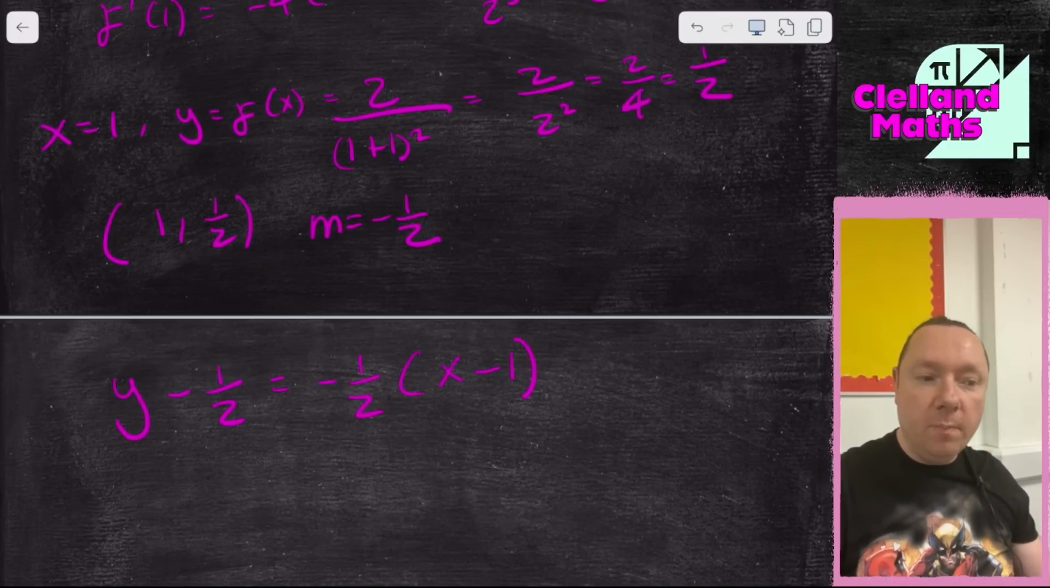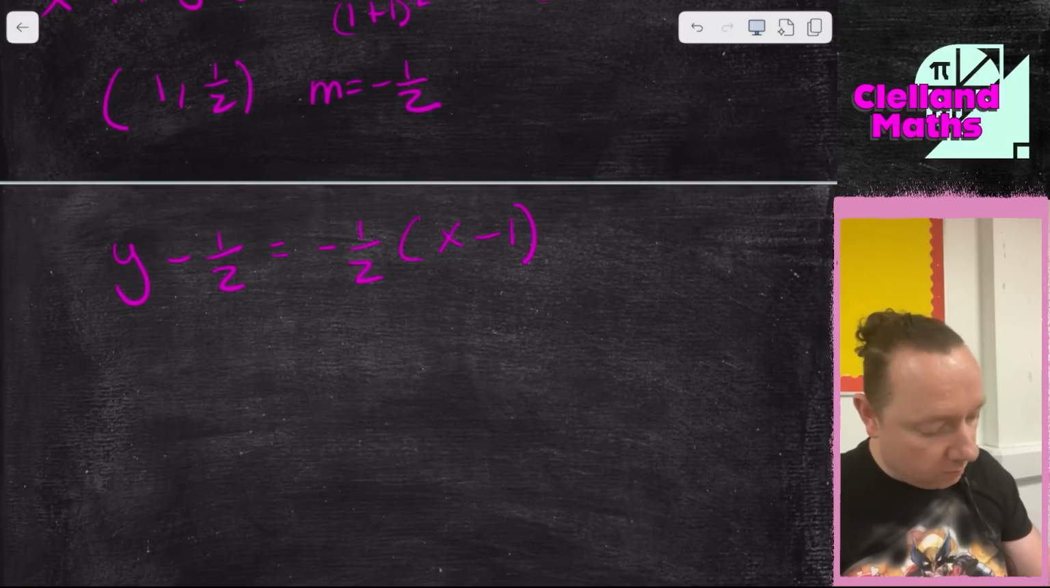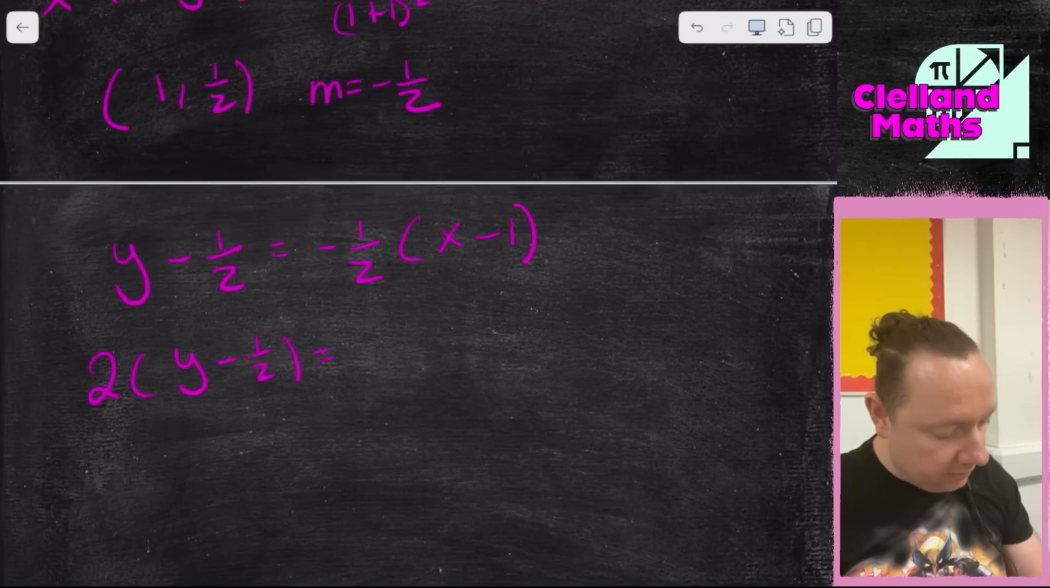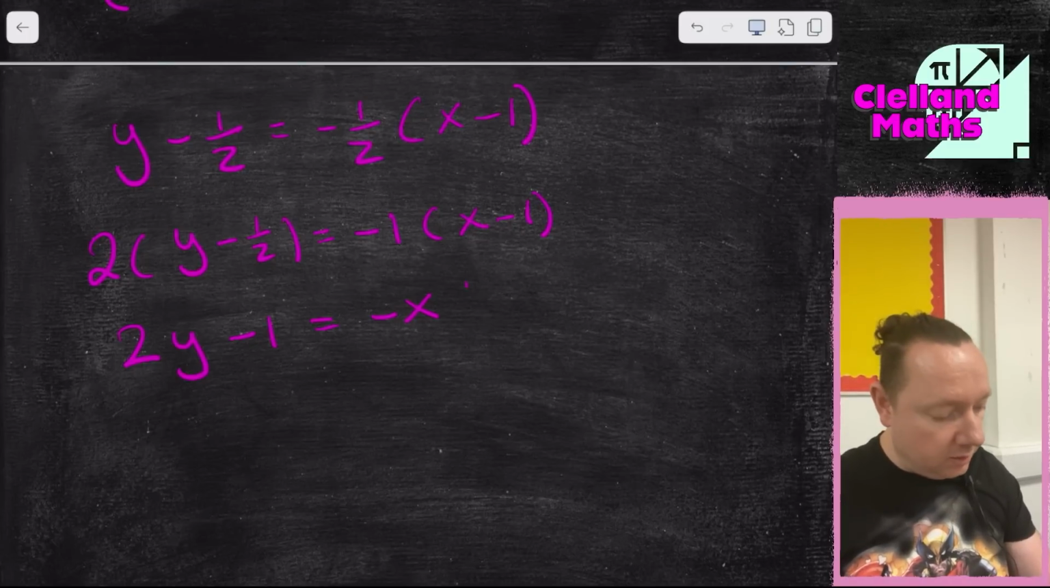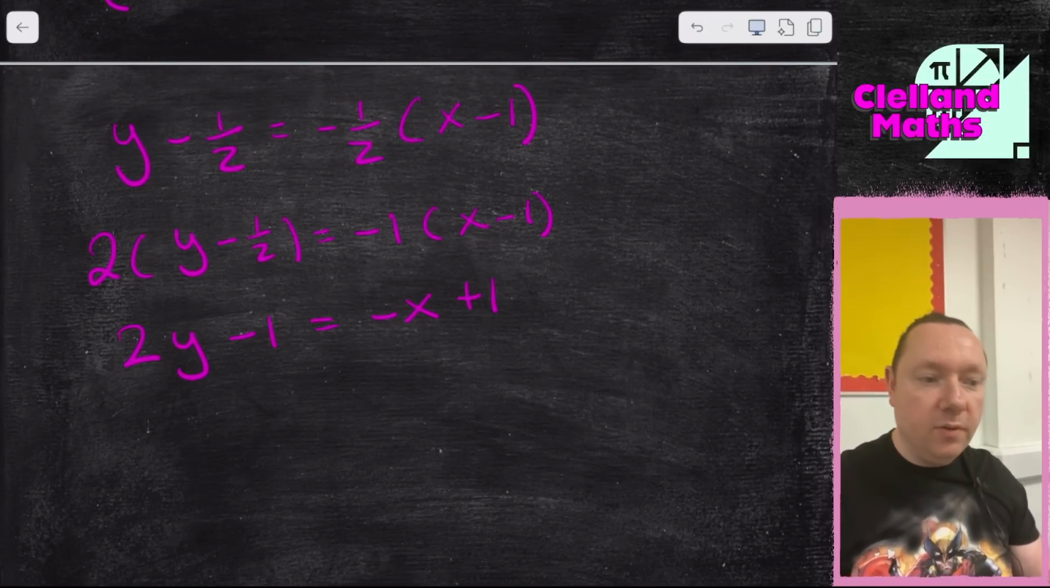And this time I will do it by moving the 2 up. So I'll move the 2 in front of the y here, 2 times (y minus a half). I'll leave the minus 1 where it is, (x minus 1). Expand both brackets. 2y, 2 times a half is 1. Minus x, minus times a minus is a plus. And then moving everything so that it's nice and neat.